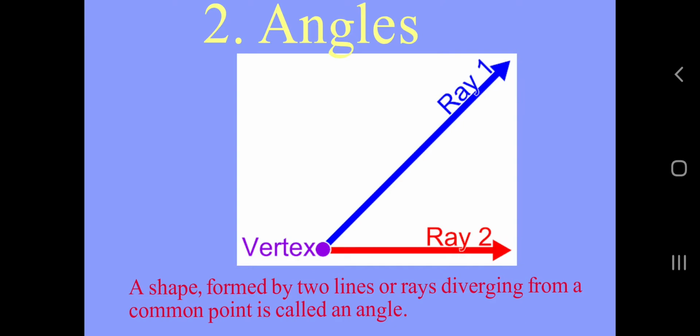An angle is a shape formed by two lines or rays diverging from a common point. The angle's starting point is called the vertex, and the others are rays, ray 1 and ray 2.